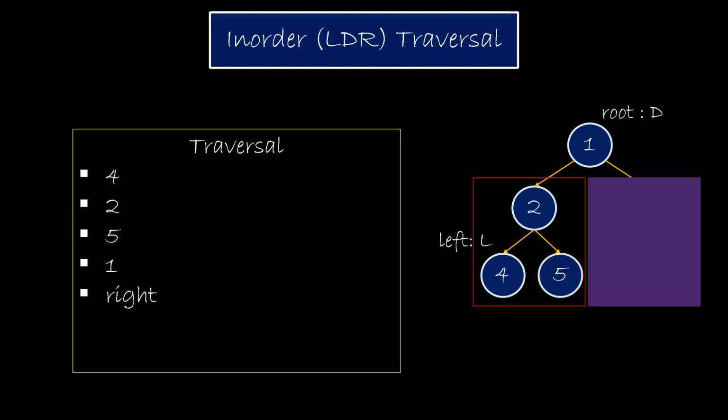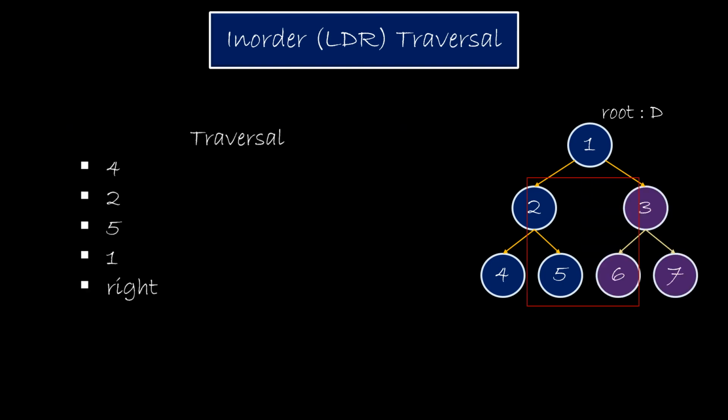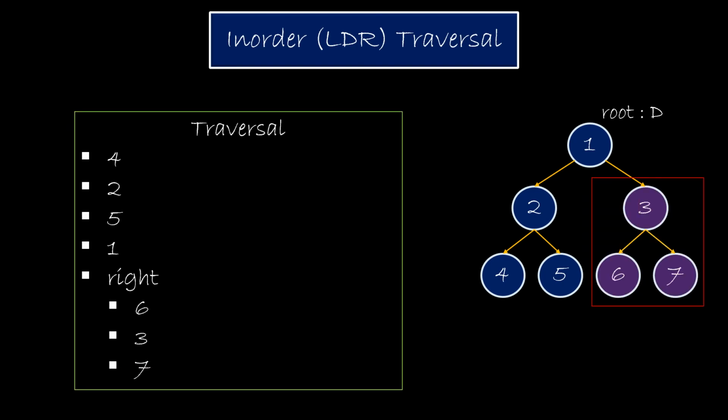Now we have the answer for left and root. We need to substitute the answer for right. In the same way as we did for the left, we can go to the right tree as well. And combine, this becomes our final traversal.